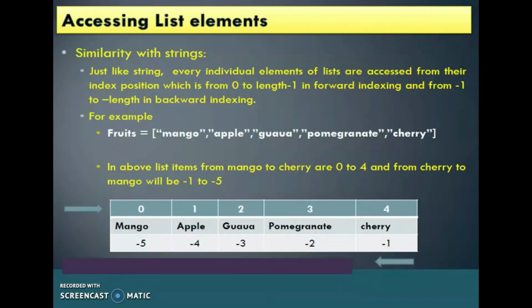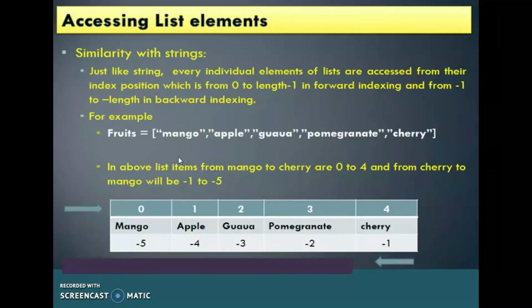Just like a string, every individual element of a list is accessed from its index position, which is from 0 to length minus 1 in forward indexing, and from -1 to negative length in backward indexing, like a string itself. For example, fruits is equal to mango, apple, guava, pomegranate and cherry. How can we access the elements from this list?